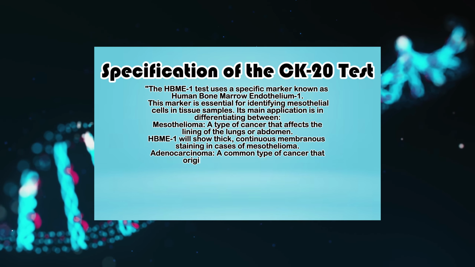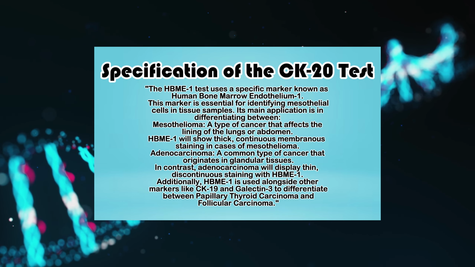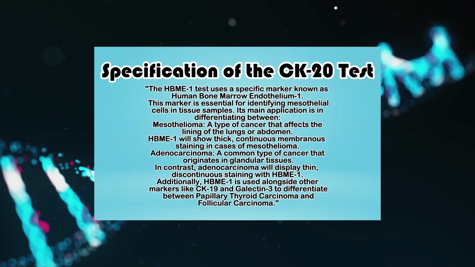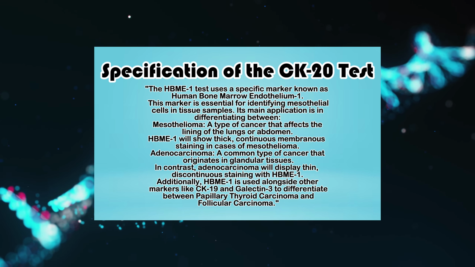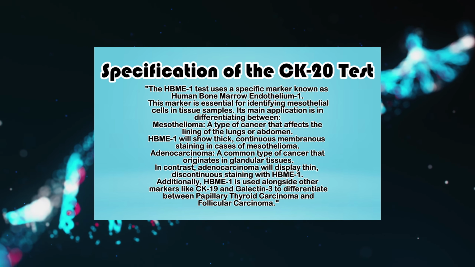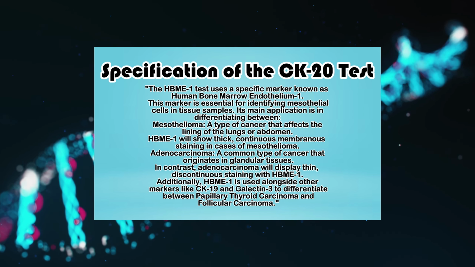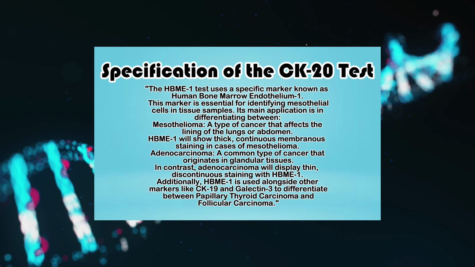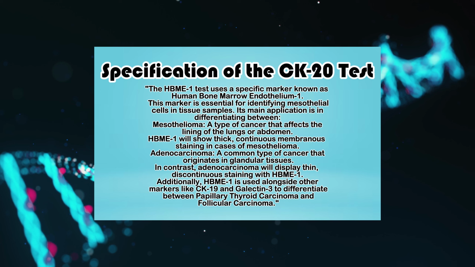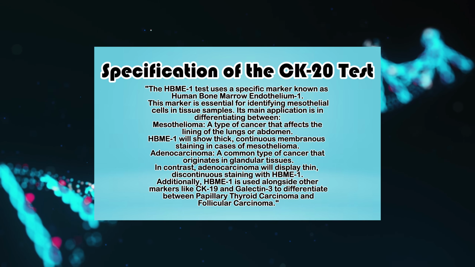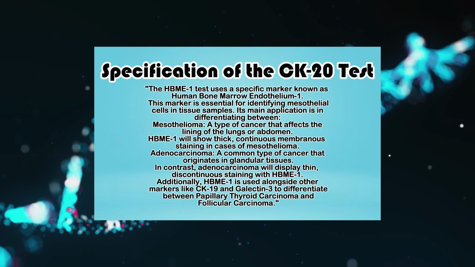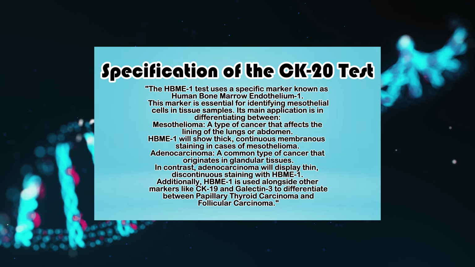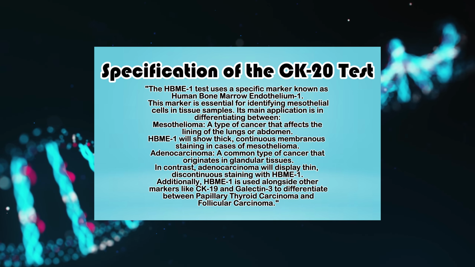Specification of the test. The HBME-1 test uses a specific marker known as human bone marrow endothelium-1. This marker is essential for identifying mesothelial cells in tissue samples. Its main application is in differentiating between mesothelioma, a type of cancer that affects the lining of the lungs or abdomen. HBME-1 will show thick, continuous membranous staining in cases of mesothelioma.